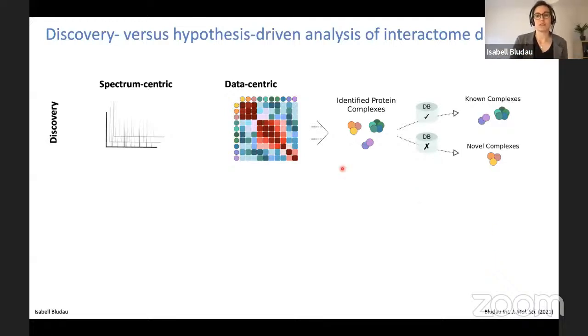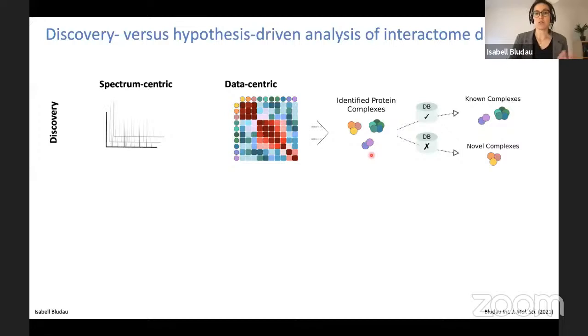So here in this representation, each of these little dots corresponds to an individual protein. And this matrix shows a correlation matrix between the protein abundance profiles across a co-fractionation experiment. What you might see is that there are actually clusters of highly correlated proteins, and we can find these clusters and group the proteins into complexes. Then we can check in a database whether this complex has been annotated before, and these would be the known complexes. If they haven't been annotated before, we could identify novel complexes.